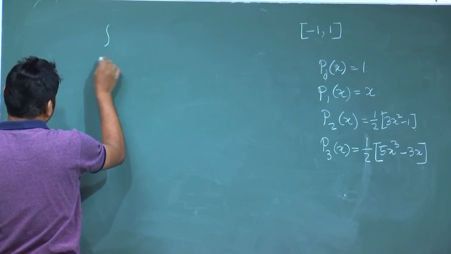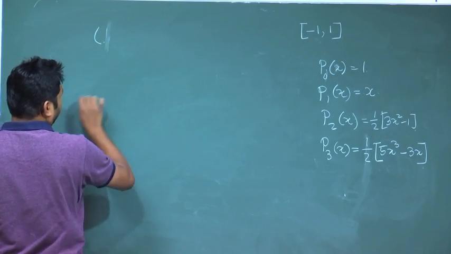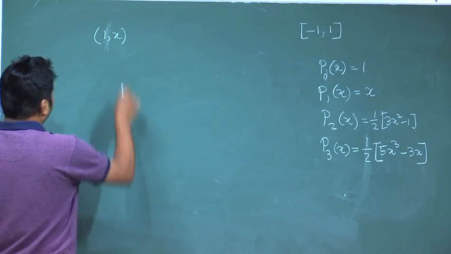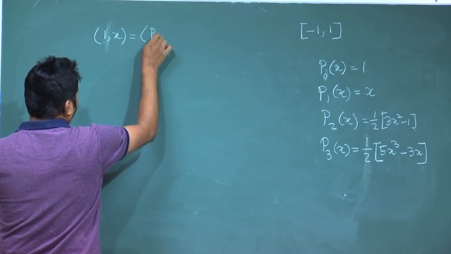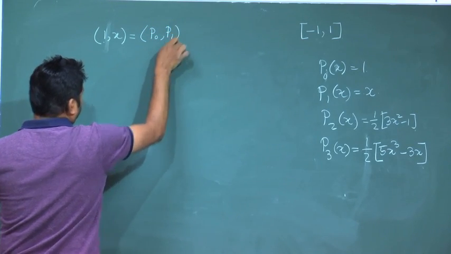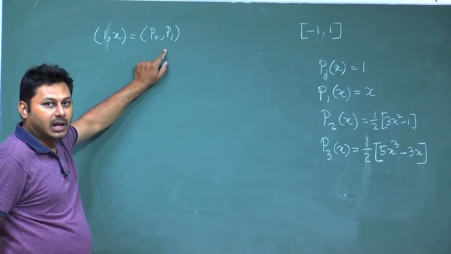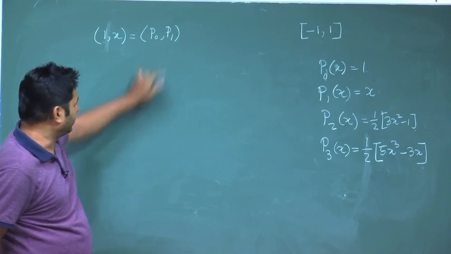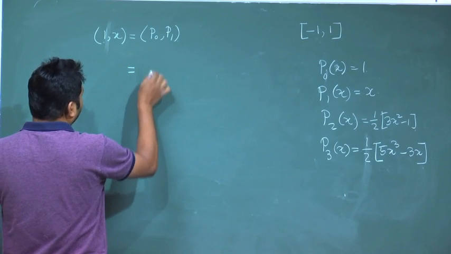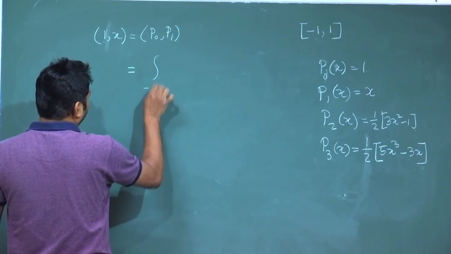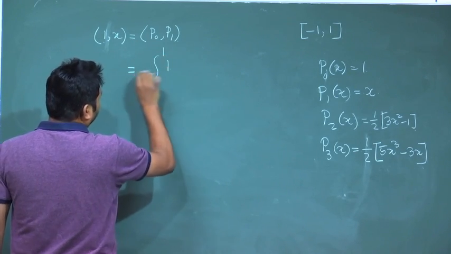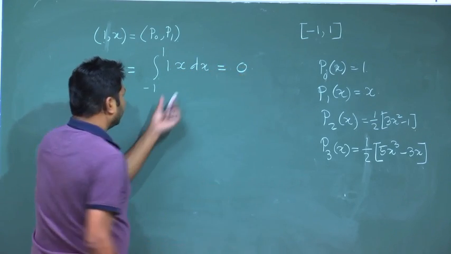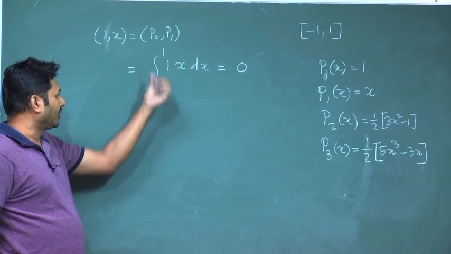So now let us calculate the inner product. I am checking randomly. Inner product between 1 and x, or in terms of P0 and P1, I say P0 and P1 are orthogonal. So if I take the inner product of these two things, I should have 0. Let us do that: integral from -1 to 1, P0 is 1, P1 is x dx, which is 0 because this is an odd function and the limit is -1 to 1.